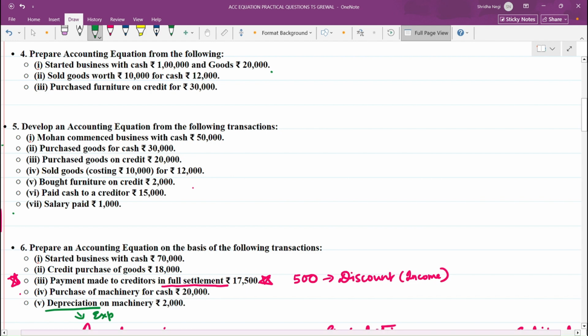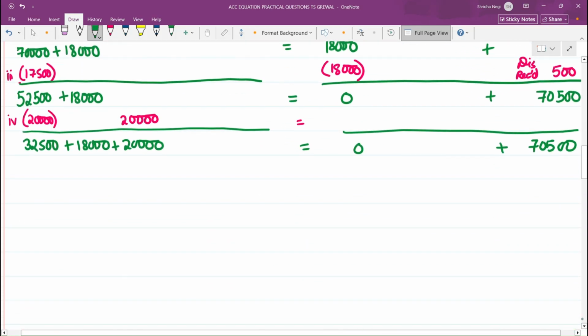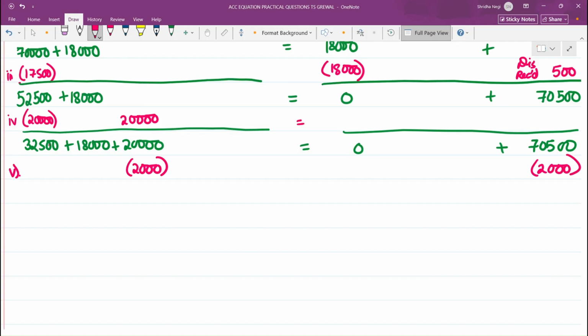So expense affects the capital account. So depreciation of machinery. So what will happen here? इधर क्या होगा अभी? इधर machinery will go down. Depreciation is a non-cash expense. So here the machinery की value will go down by 2000, है ना? And it is an expense, so it will affect the capital account. तो ये capital account भी कम होगा, depreciation.